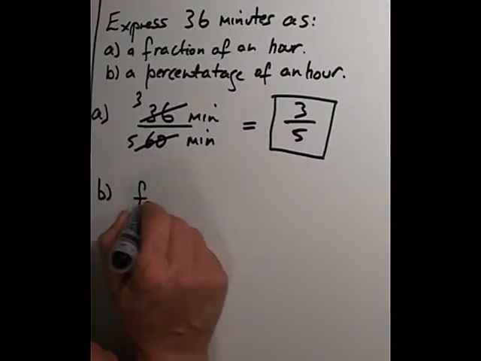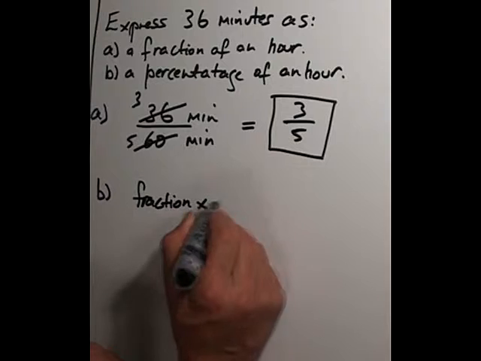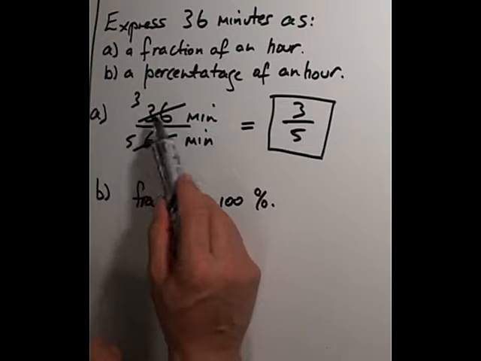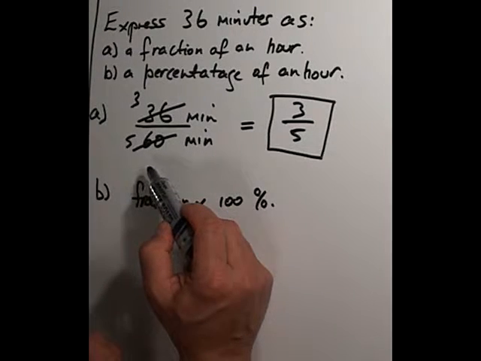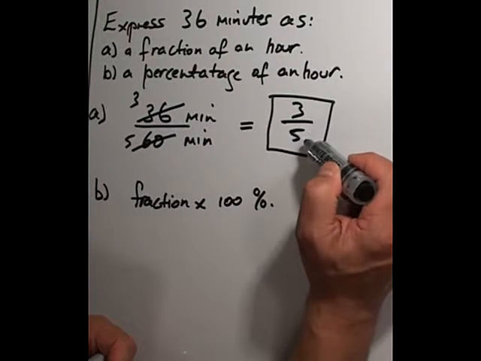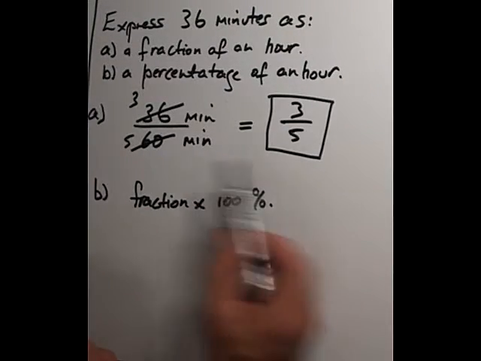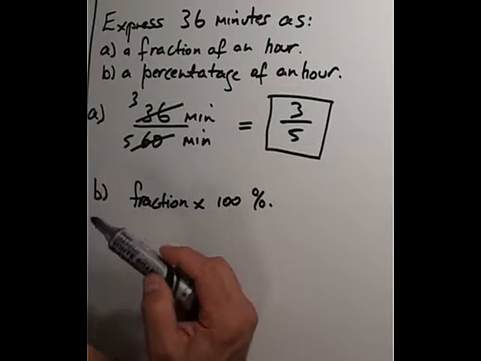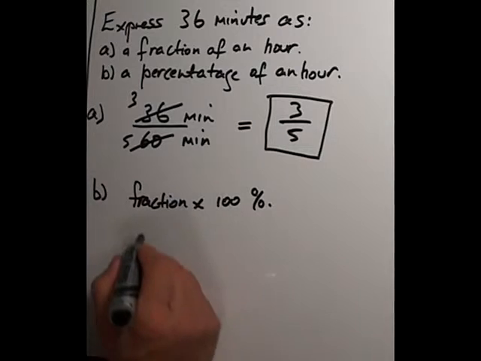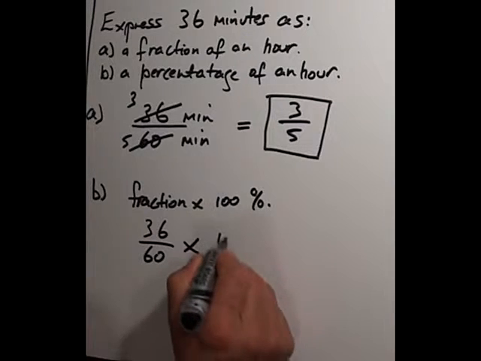100%. So remember, when you want to express it as a percentage, you take the fraction and you simply multiply it by 100%. Now in this case I can take either the original fraction 36 on 60 and multiply it by 100%, or I can take the simplified fraction 3 over 5 and multiply it by 100%. It doesn't matter which fraction I use, both are the same because they are equivalent fractions. So let's say we decide to take the bigger numbers. So I've got 36 over 60 multiplied by 100%.